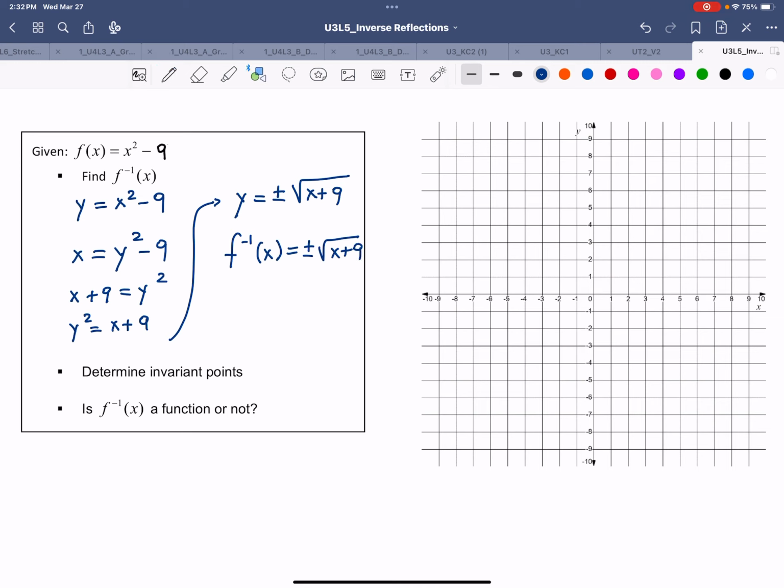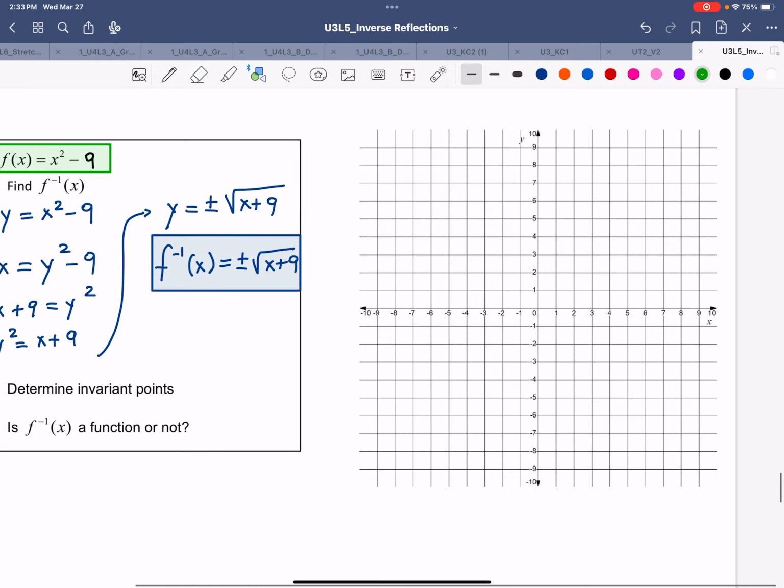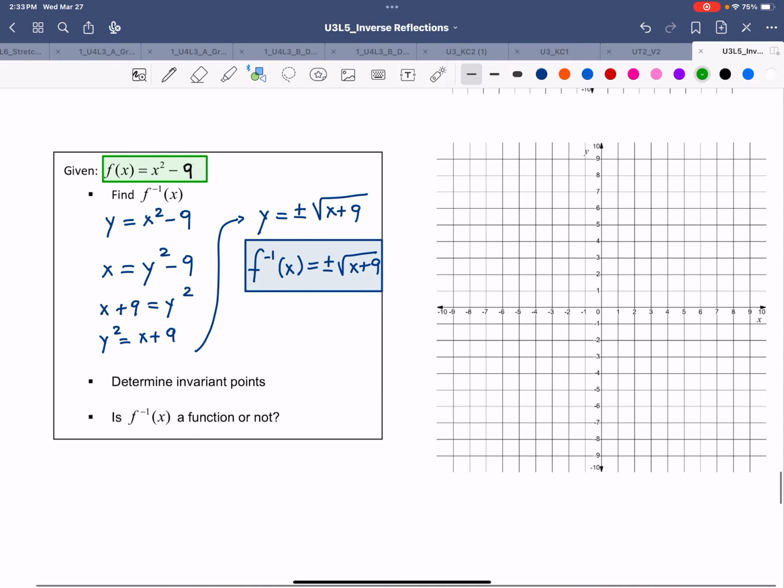So once we find the equation of the inverse function, we're going to graph both of them, the inverse and the function itself, on the same grid. So I'm going to make the given function green and the inverted function blue. As you can see in here, we have x squared minus 9, which is basically the parent parabola shifted 9 units down. So that means the vertex has come all the way down here.